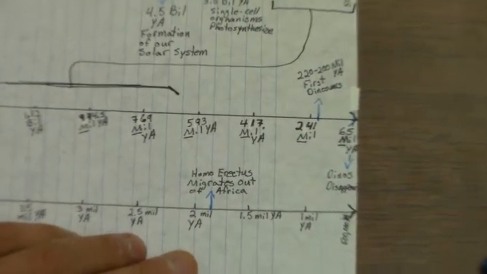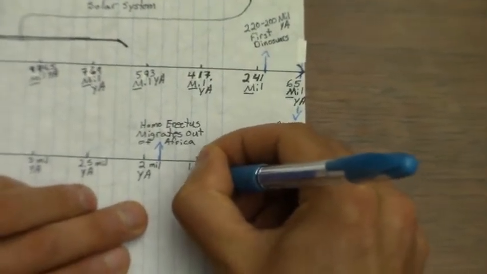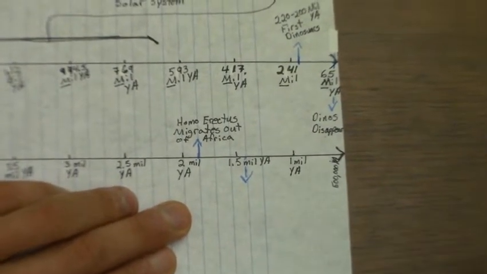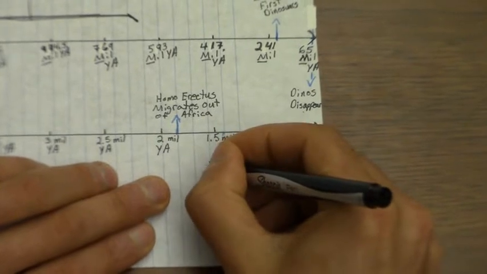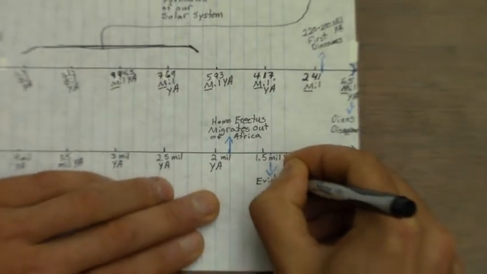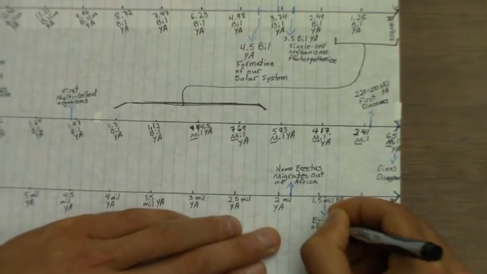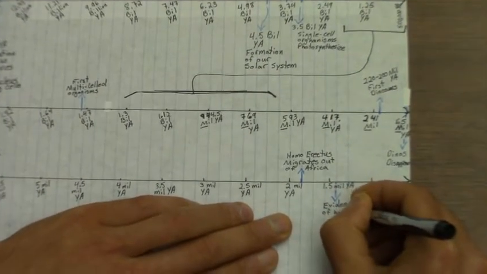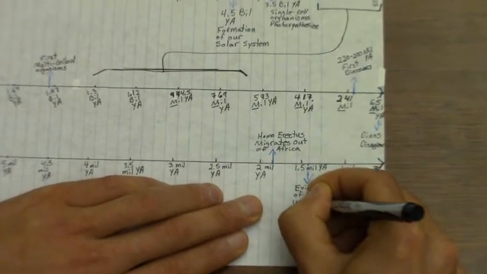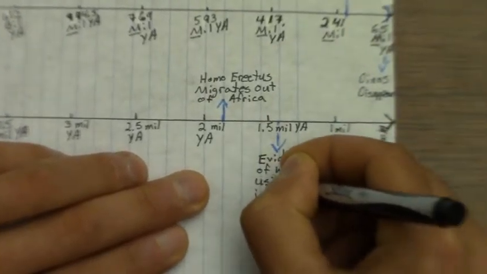Just on the other side of 1.5 million years, we have 1.4 million when the event of evidence of hominids using fire in Africa.